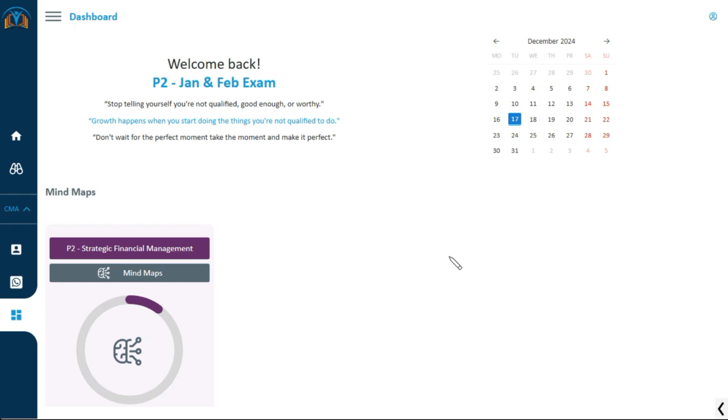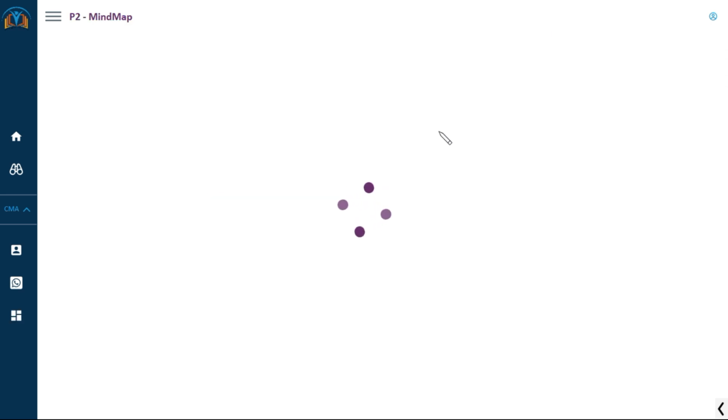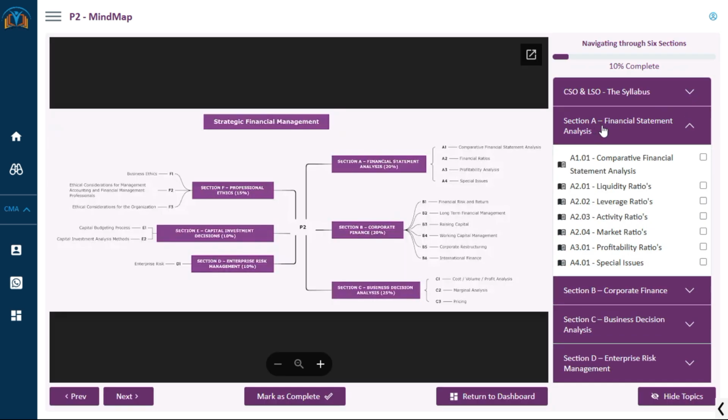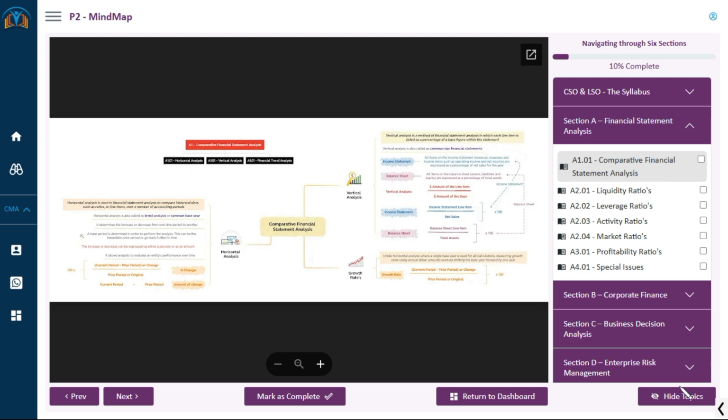Let us begin with section A. So we have completed 10%, and 10% of your syllabus is done. Let us now start with section A, which is financial statement analysis. In financial statement analysis, we have comparative financial statement analysis.